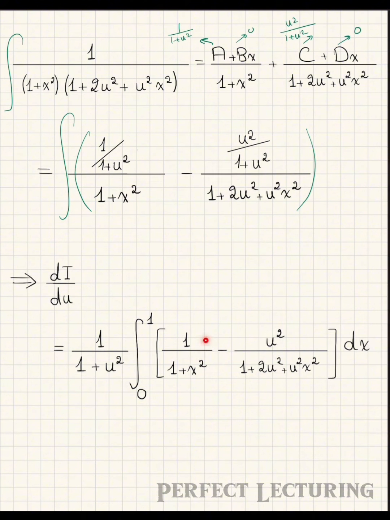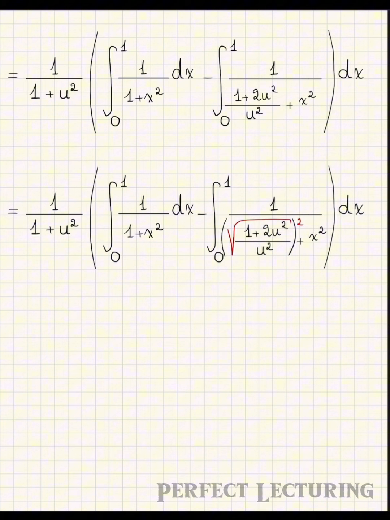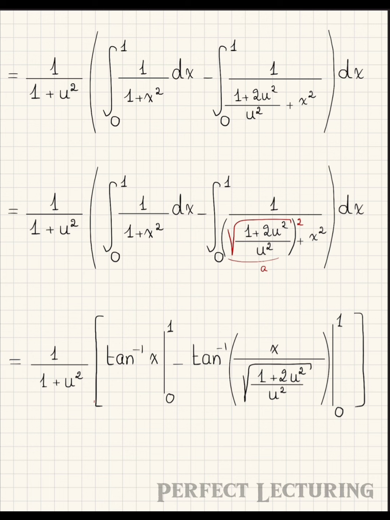So now we have to solve this integral as well as this integral. The formula we're going to use to solve both integrals is this. In the first integral, a is 1. In the second integral, our a is the square root of this. So I will add a square root and square here so that our a becomes very clear. And this is what we get for both integrals. The first one is tan inverse of 1 minus tan inverse of 0. Tan inverse of 1 is pi over 4, and tan inverse of 0 is 0.